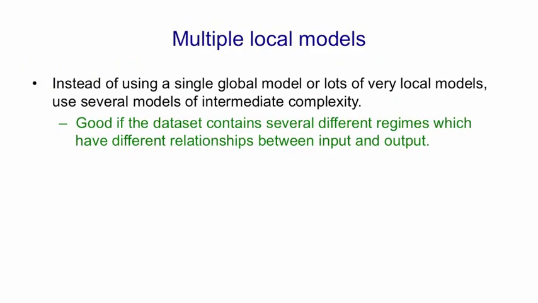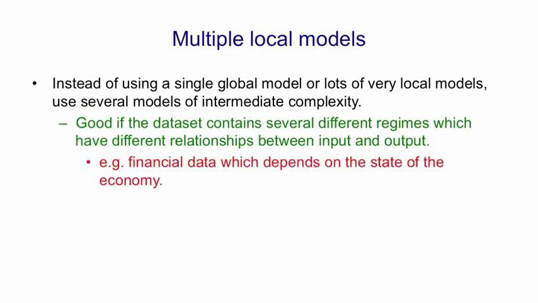This is good if the data set contains several different regimes, and those different regimes have different input-output relationships. In financial data, for example, the state of the economy has a big effect on determining the mappings between inputs and outputs, and you might want to have different models for different states of the economy. But you might not know in advance how to decide what constitutes different states of the economy. You're going to have to learn that too.